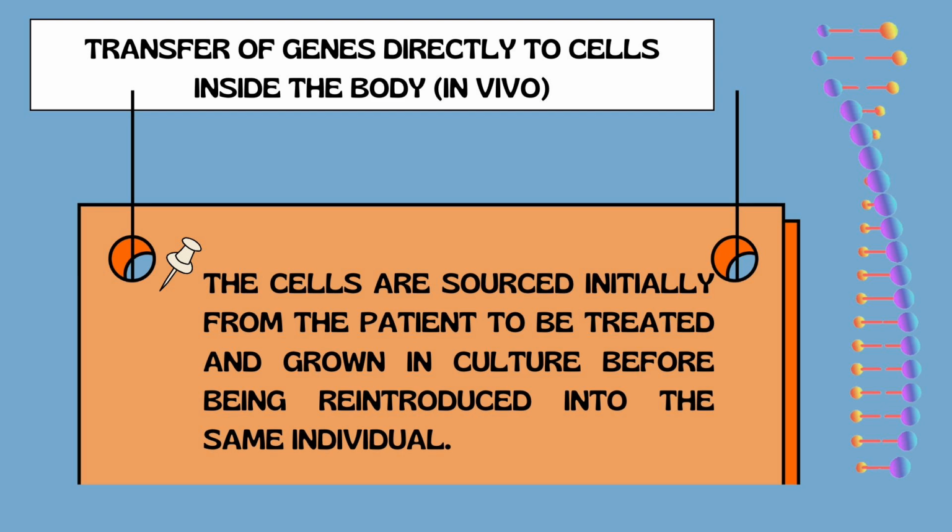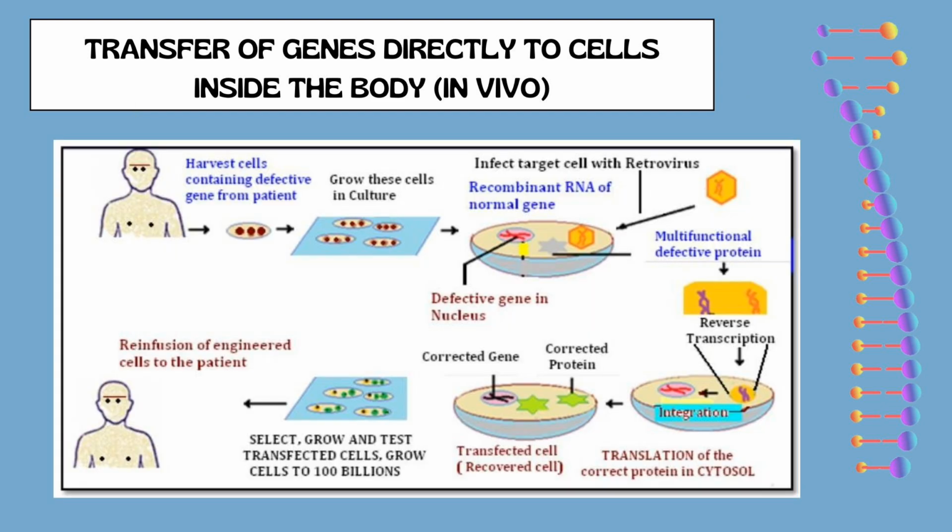Example na lang yung include hematopoietic cells or blood-forming cells and skin cells. These cells can be genetically corrected in the lab, ensuring the changes are made precisely. Once reintroduced, these cells can successfully integrate and thrive within the patient's body. Potentially, nagpo-provide siya ng long-lasting therapeutic benefits. This approach is particularly useful for treating diseases affecting these specific cell types. Transfer of genes directly to cells inside the body or in vivo.